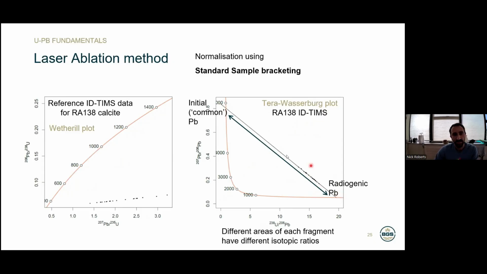And a good carbonate that forms in a single event is going to form a mixing line along this line. We can draw a regression through that, and the intercept down here along the concordia curve is the age. So for this standard, different fragments of this material have different amounts of common and radiogenic lead. Standardizing and normalizing to this is actually slightly more complicated than doing something like zircon.